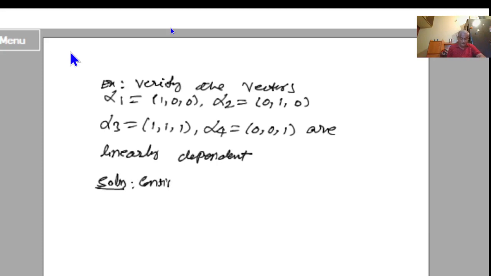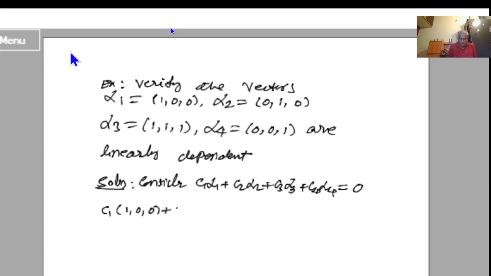Consider C1 alpha 1 plus C2 alpha 2 plus C3 alpha 3 plus C4 alpha 4 is equal to 0. 0 here is nothing but (0, 0, 0). So that is C1 into alpha 1, which is (1, 0, 0), plus C2 into alpha 2, (0, 1, 0), plus C3 into alpha 3, (1, 1, 1), plus C4 into alpha 4, (0, 0, 1), is equal to 0.